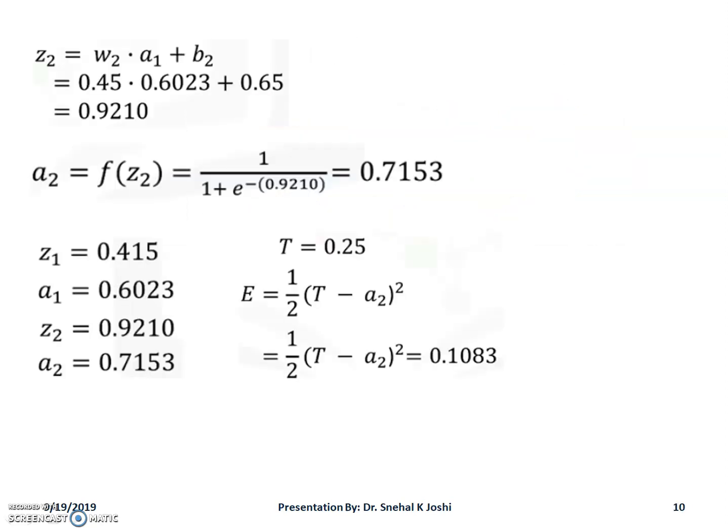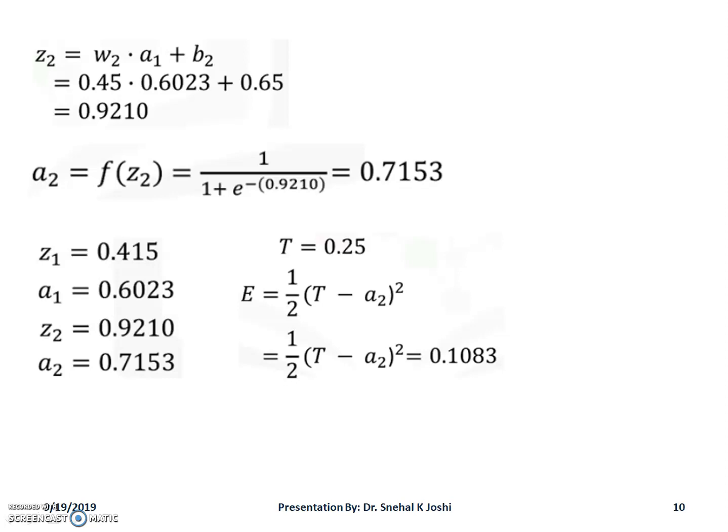Now, we will obtain the computation value Z2 for the second node, where the input value is the activation value A1, which is 0.623. Weight and bias are 0.45 and 0.65 respectively. Using these, we obtain the value of Z2 as 0.9210 and now the activation function A2 will be sigmoid of Z2, which we get as 0.7153. Hence, 0.7153 is the predicted value for the input x1 equal to 0.1.